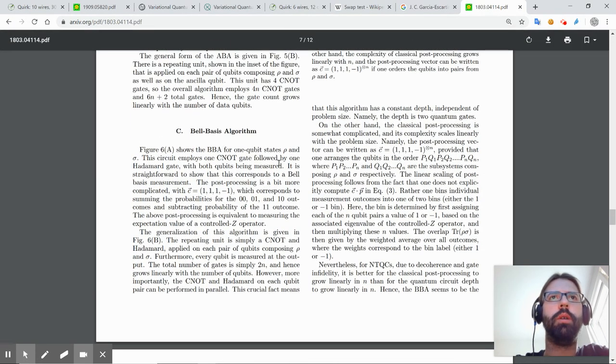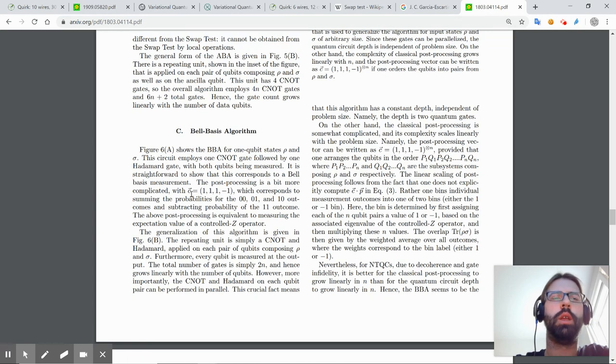This shows the Bell basis measurement for one-qubit states. The circuit employs one CNOT gate followed by one Hadamard gate, with both qubits being measured. It is straightforward to show that this corresponds to a Bell basis measurement. The post-processing is a bit more complicated, with c being 1, 1, 1, minus 1, which corresponds to summing the probabilities for the 00, 01 and 10 outcomes and subtracting the probability of the 11 outcome. The above post-processing is equivalent to measuring the expectation value of a controlled Z operation. So the generalization is given.